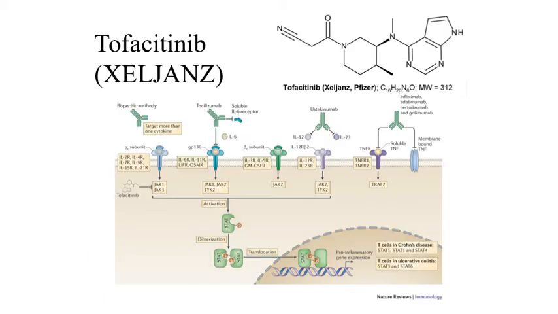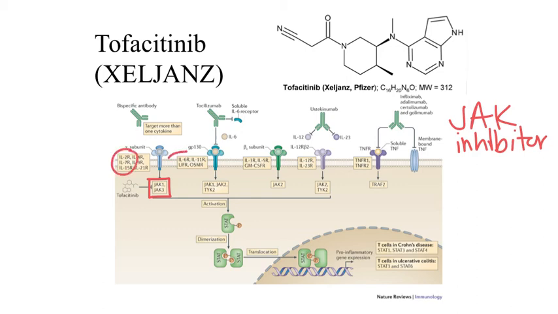Tofacitinib, or Xeljanz, is another small molecule DMARD. It's not typically considered part of the conventional DMARD group, but it's also not a biologic because it is a small molecule, and so it sort of sits halfway between the conventional and the biologic agents. Tofacitinib is a Janus kinase or JAK inhibitor. Janus kinase or JAK is an enzyme that is important in the activation of immune cells because it sits downstream of cytokine receptors like interleukin and interferon receptors.